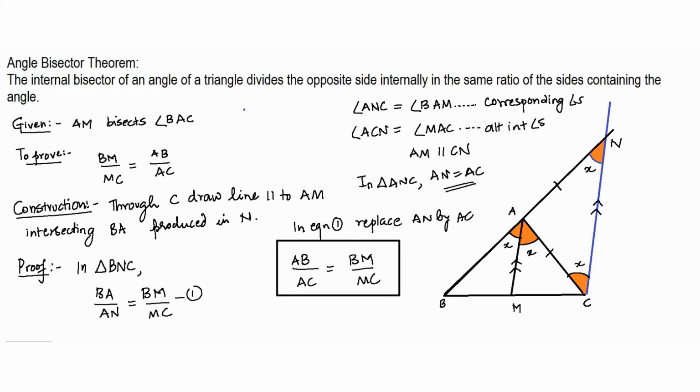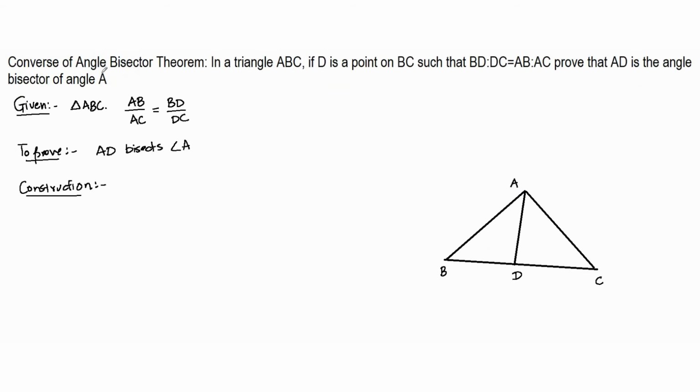Let us now prove the converse of the angle bisector theorem. So let us consider the proof for the converse of the angle bisector theorem. In a triangle ABC, D is a point on BC such that BD upon DC is equal to AB upon AC. Then we have to prove that AD is the angle bisector of angle A. So we have to show that angle BAD is equal to angle CAD, right? So we have to show that AD bisects angle A.